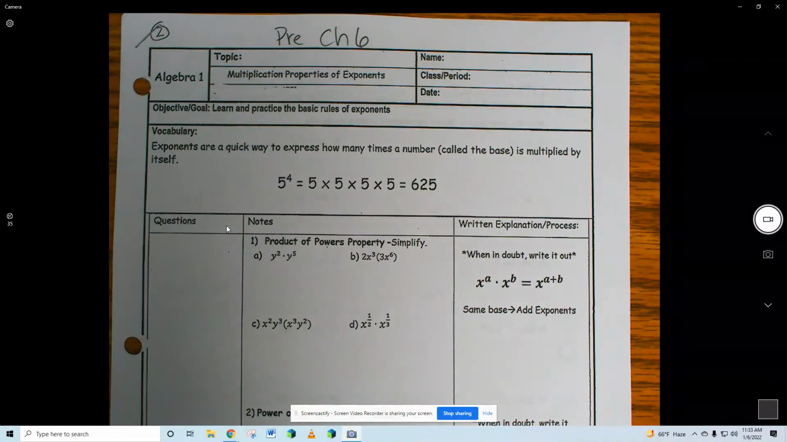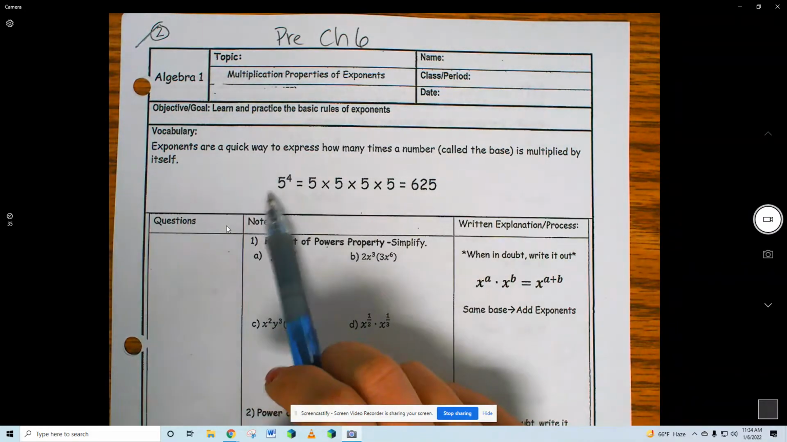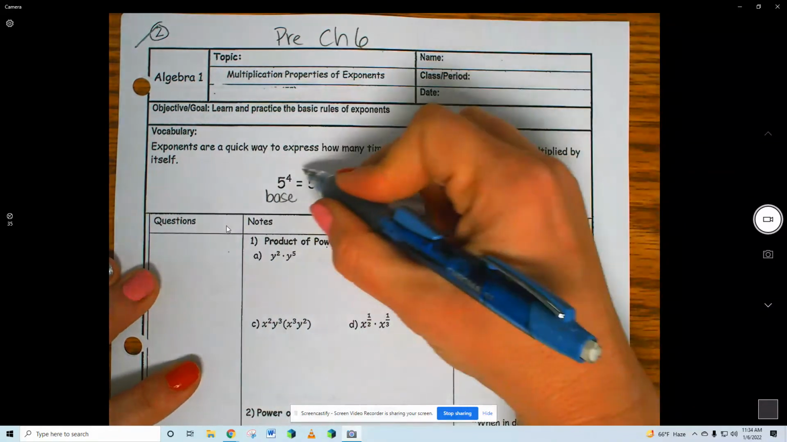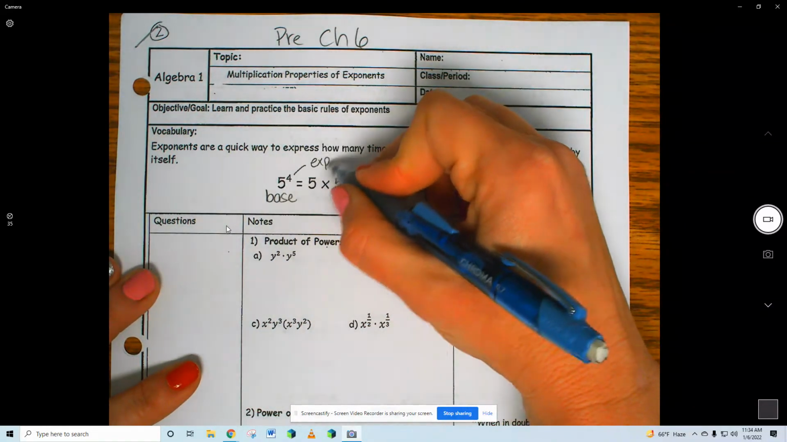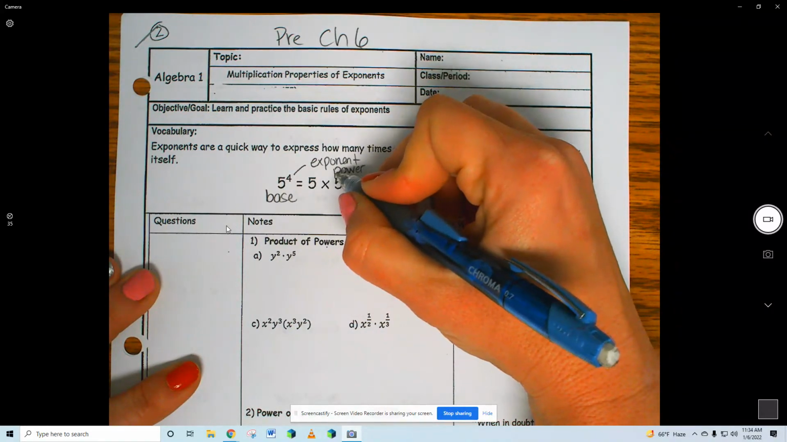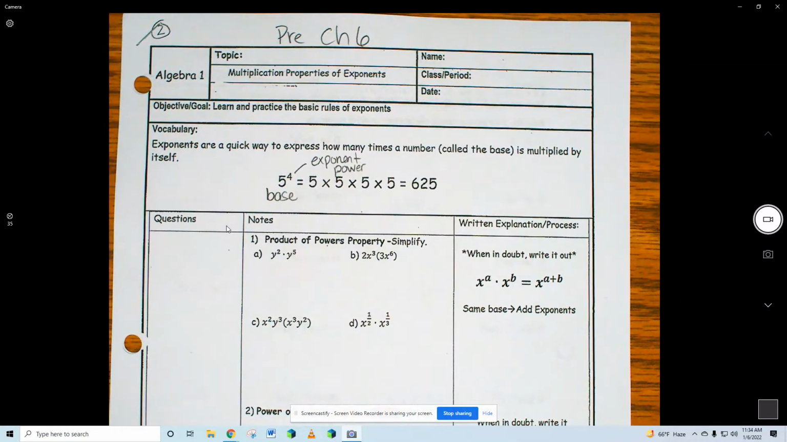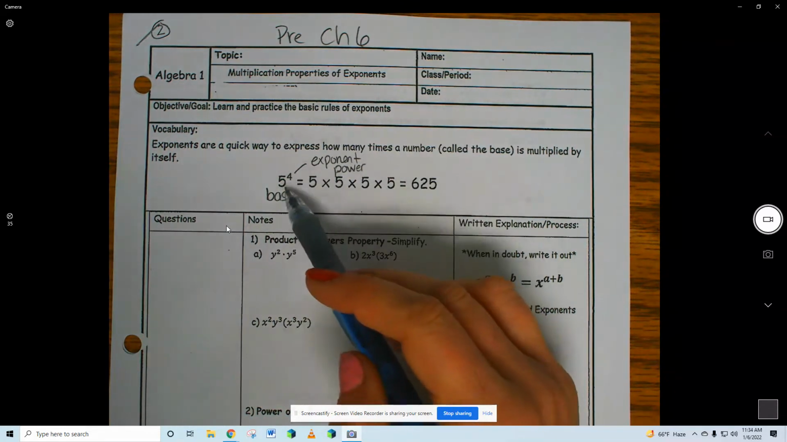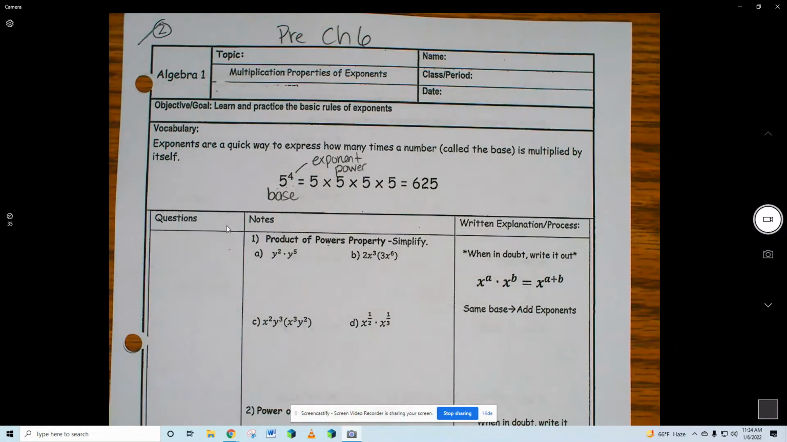When I have exponents, I have my base, which is this 5 here. The 4 is called the exponent or the power. And the 4 means that I'm going to multiply 5 four times. It does not say 20. This is not 5 times 4. Don't be one of those kids. I said that yesterday. 5 times 5 times 5 times 5. And I have to work it all out.